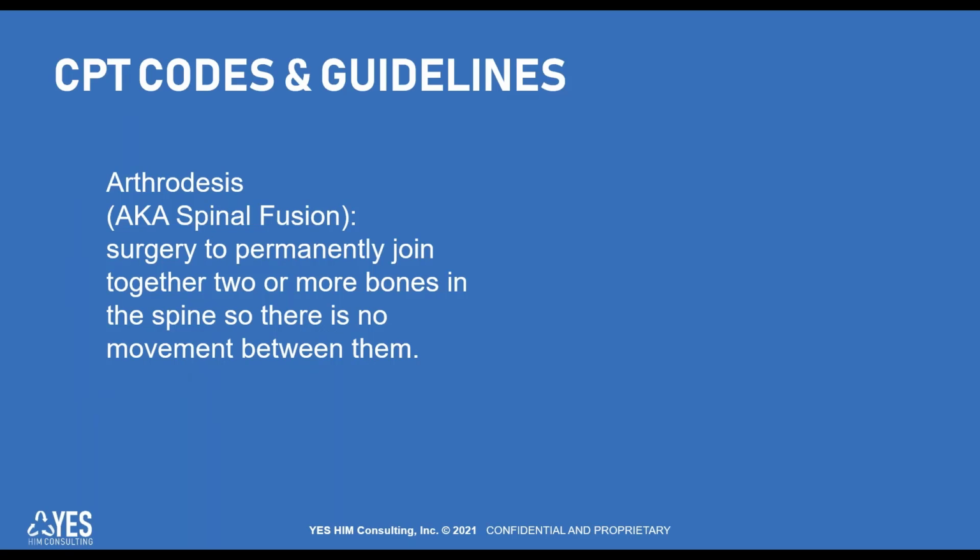So what is an arthrodesis or a spinal fusion? We went over this a little bit earlier, but it's really a surgery to permanently join together two or more bones in the spine, so there is no movement between them. And the AAOS definition also says that if you remove the cartilage of any joint to encourage bones of that joint to fuse or grow together, that is considered a joint fusion.